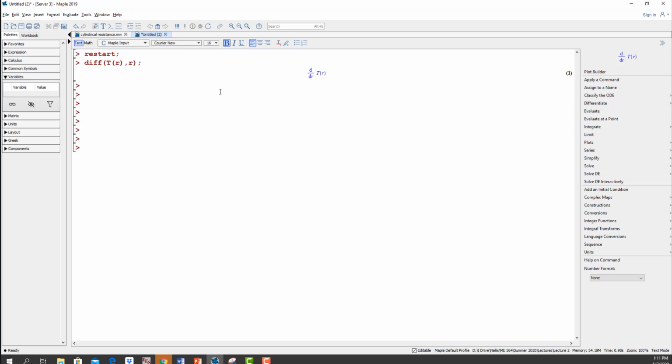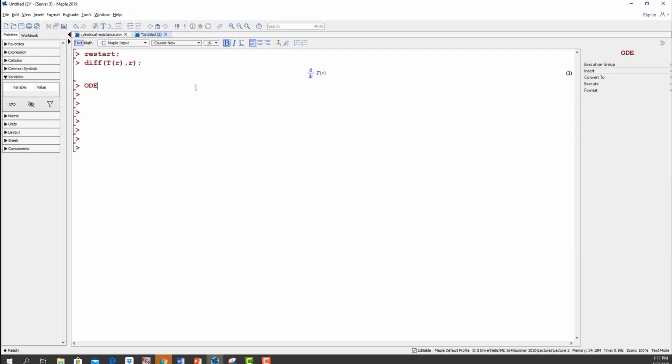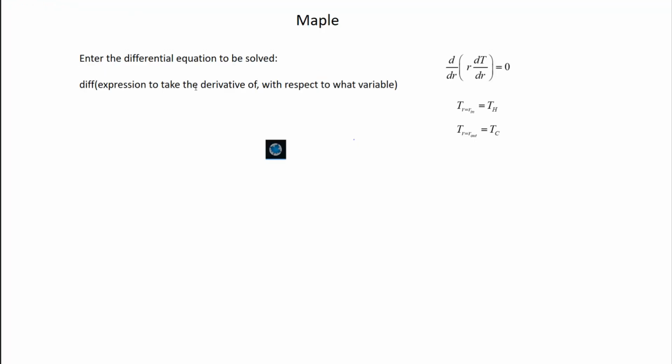So I want to enter the ODE that we have, right? So I'm going to take that ODE and I'm going to assign it to a variable. So we'll do ODE colon equals. That's how we assign things in Maple. And then what I want to do is enter, what is it? I guess it's right here. This ODE right here, right?